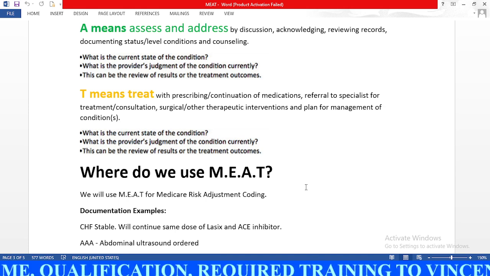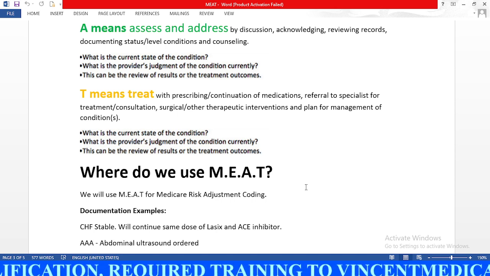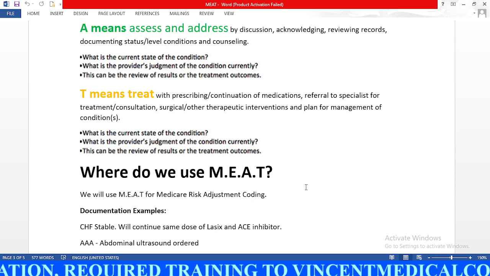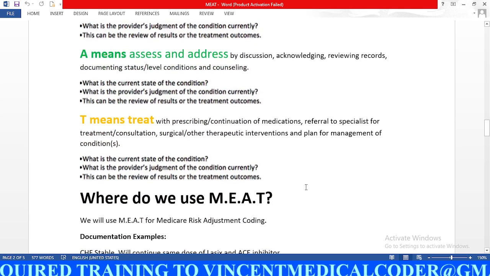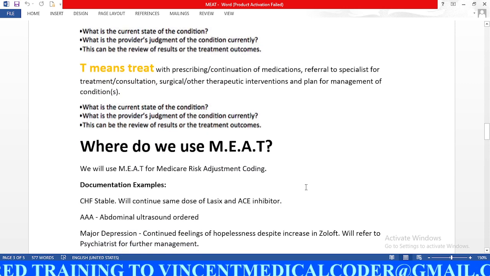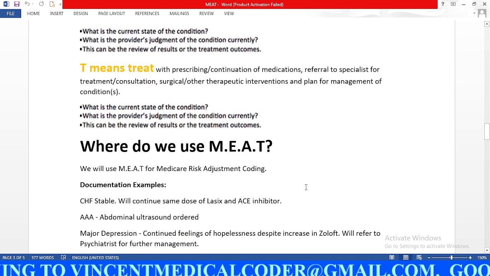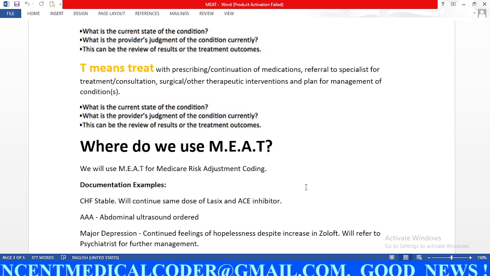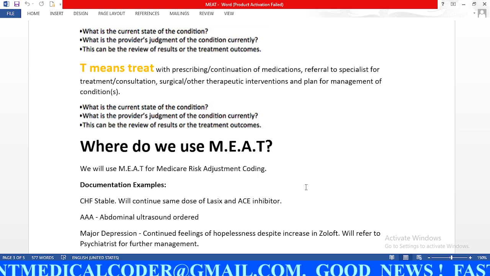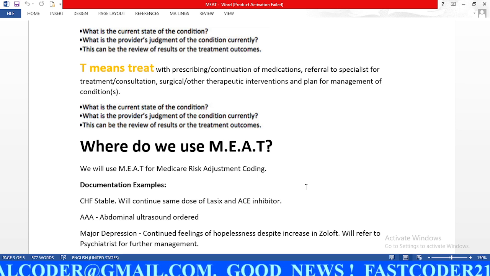Next, we need to check the provider's judgment of the condition currently. This can be a review of results or the treatment outcomes. Or otherwise, how will the condition be evaluated or estimated? This can be documentation of prior records review, counseling, or ordering further studies. Assessment means final decision.